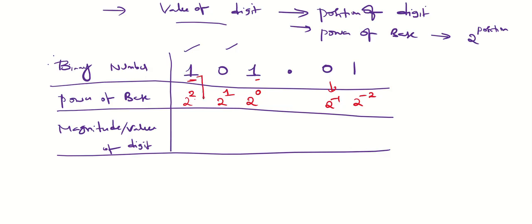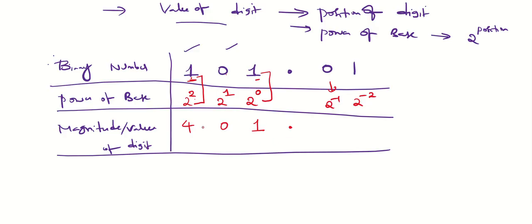So you can multiply the binary digit by the power of the base, which is 2. 2 power 2 is 4, so 1 into 4 is 4. Then 0 into 2 power 1 is 0. Then what is 1 into 2 power 0? 2 power 0 is nothing but 1, so it is 1. So we get 401 point.